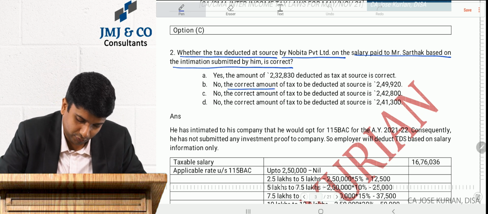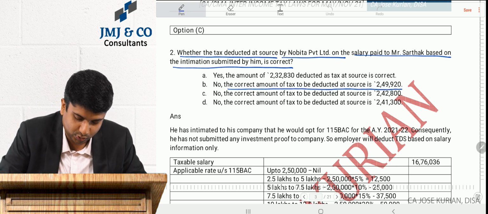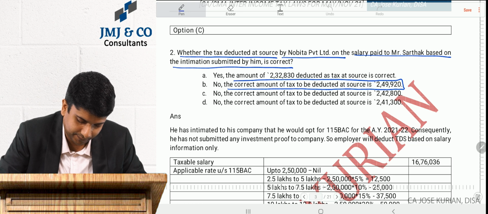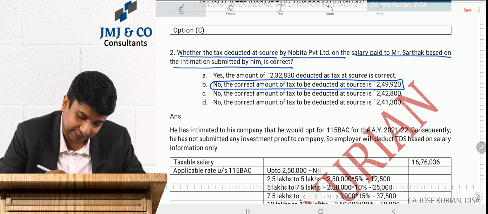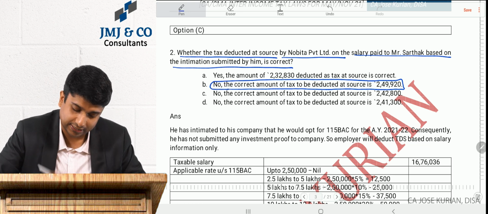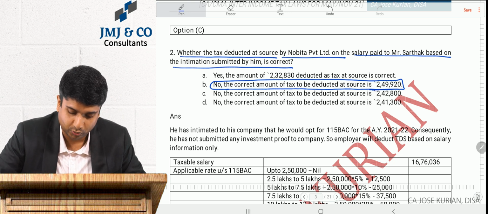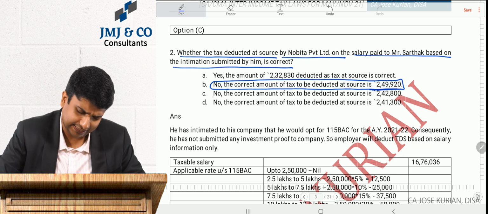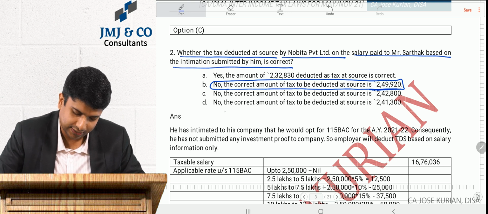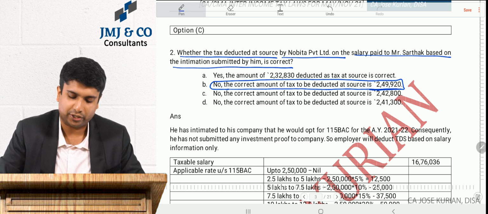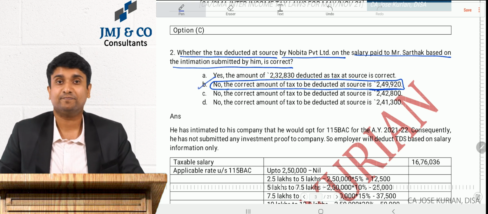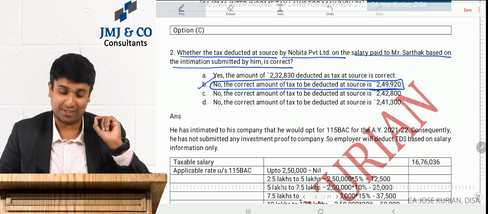So the correct amount of tax to be deducted at source is 249,920. In the next option it says no, the correct amount of tax to be deducted is 242,800. No, the correct amount of tax to be deducted is 241,300. So the answer is option number B. I hope you got this point as well, friends.